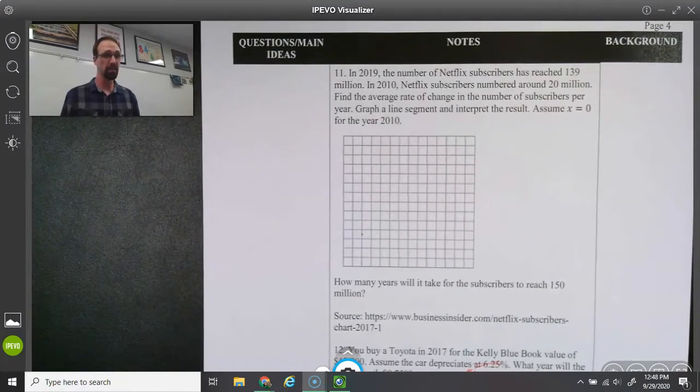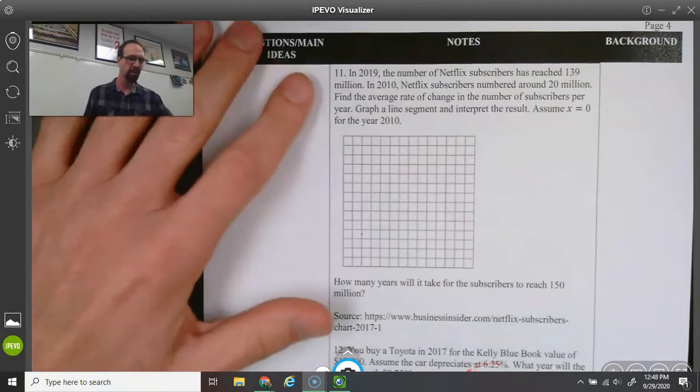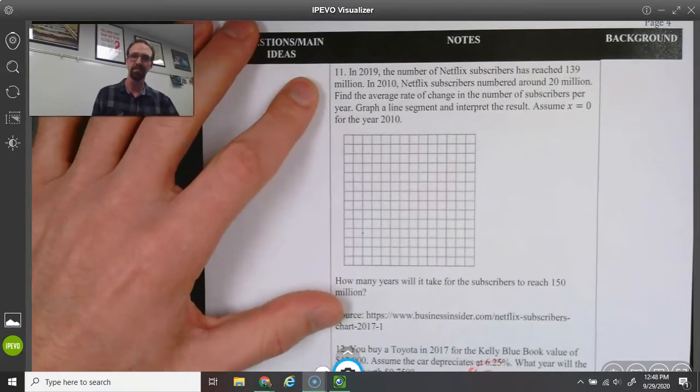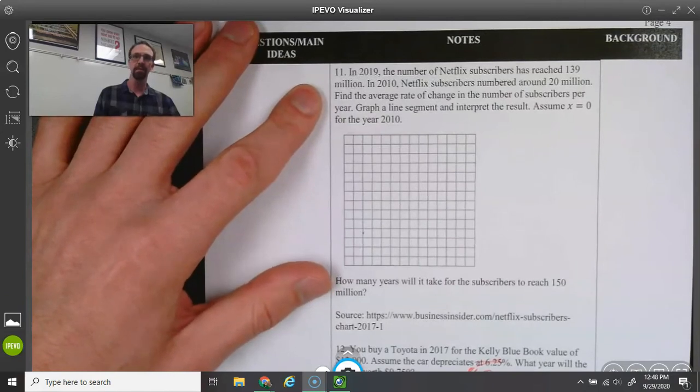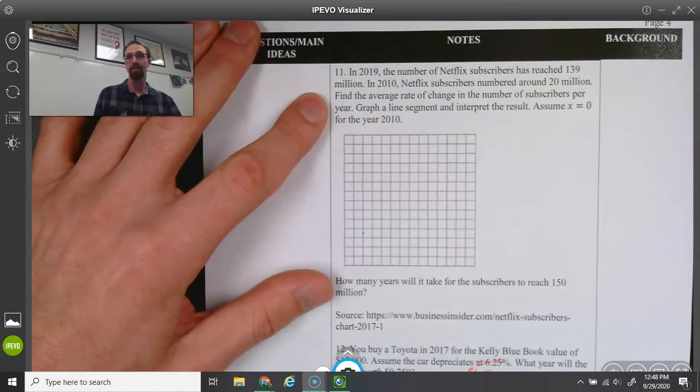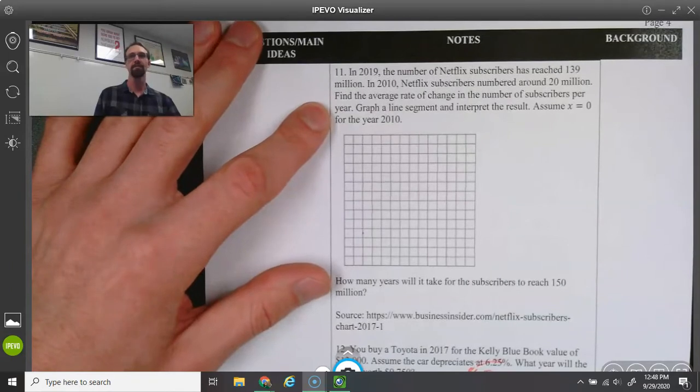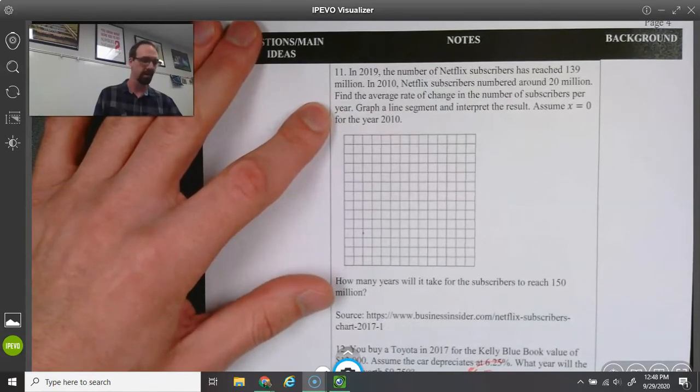We're going to focus mostly on graphing and some word problems, some application problems. And this one talks about the number of Netflix subscribers. It reached 139 million in 2019. In 2010, Netflix subscribers were around 20 million. Find the average rate of change in the number of subscribers per year, and then we're going to graph a line segment for the result. We're going to assume x equals 0 for the year 2010.